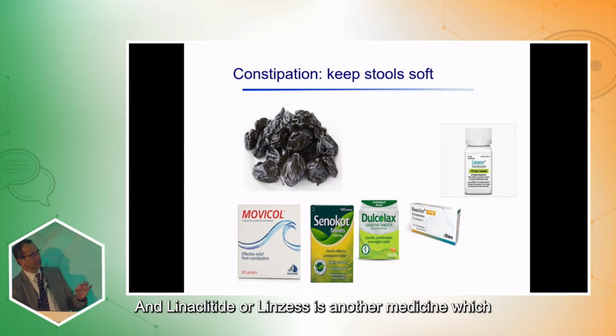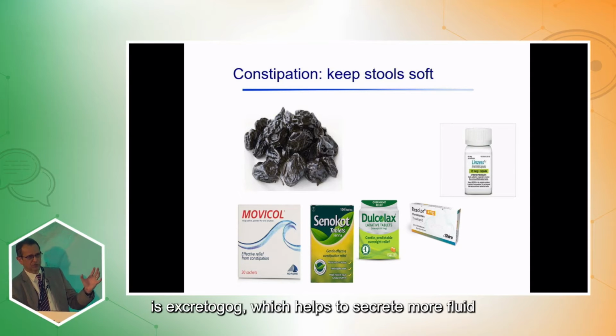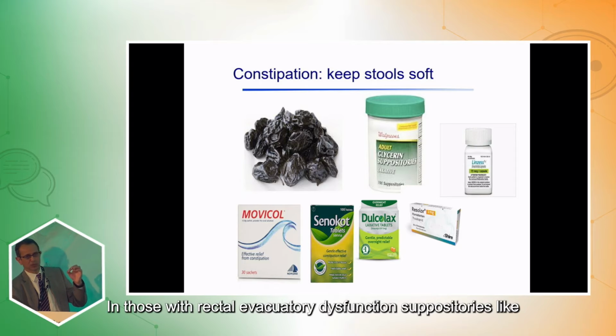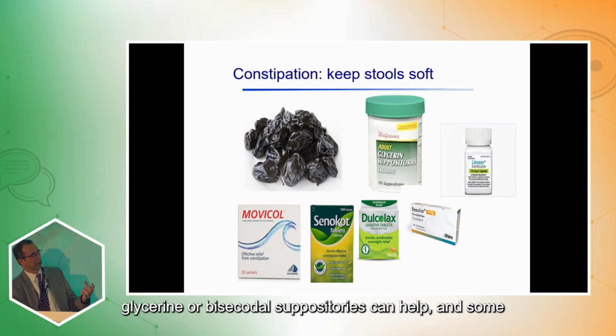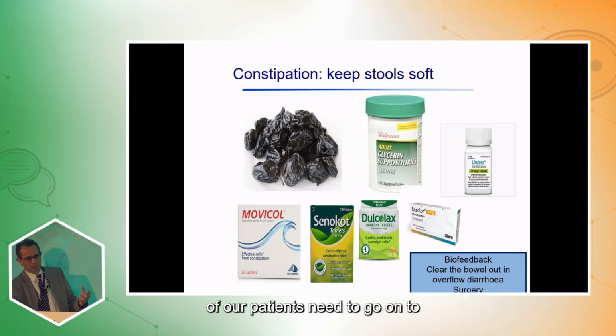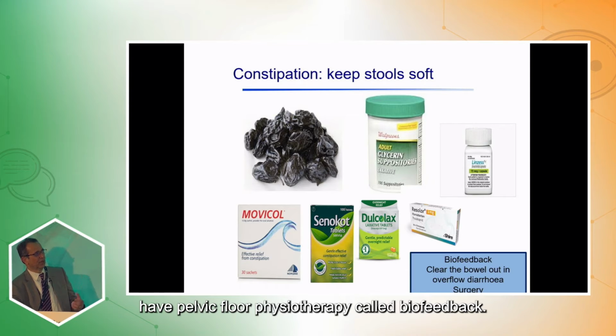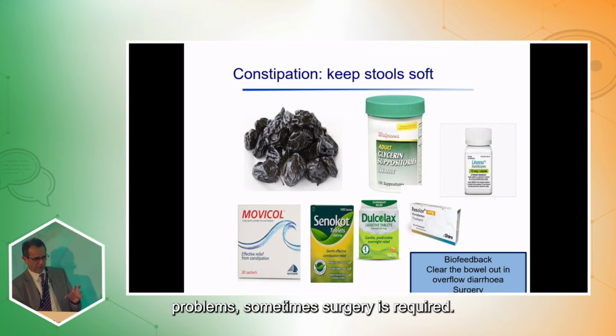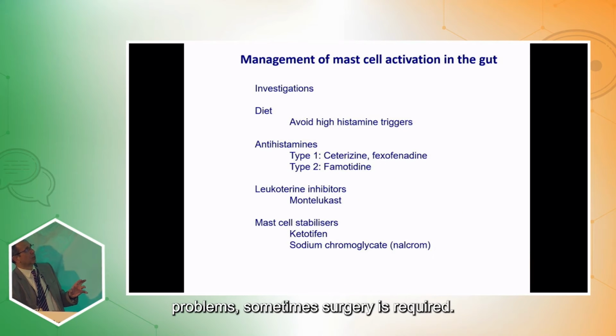And linaclotide or Linzess is another medicine which is a secretagogue which helps to secrete more fluid in the small bowel and also improves motility, can be used in more moderate to severe patients with constipation, in those with rectal evacuatory dysfunction. Suppositories like glycerine or bisacodyl suppositories can help. And some of our patients need to go on to have pelvic floor physiotherapy called biofeedback. Sometimes we need to clear the bowel out to stop the overflow diarrhea. And in those with anatomical problems, sometimes surgery is required.